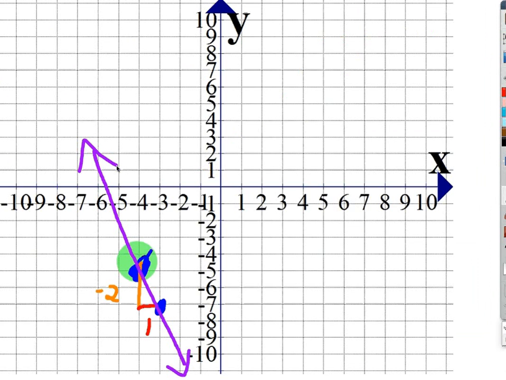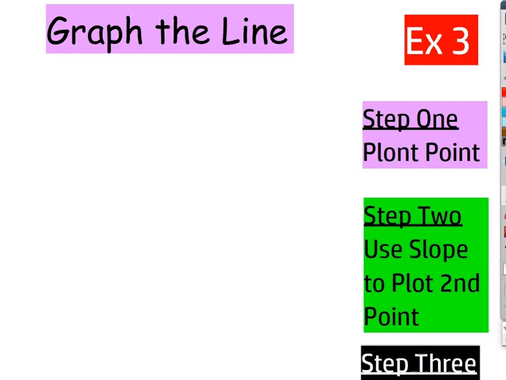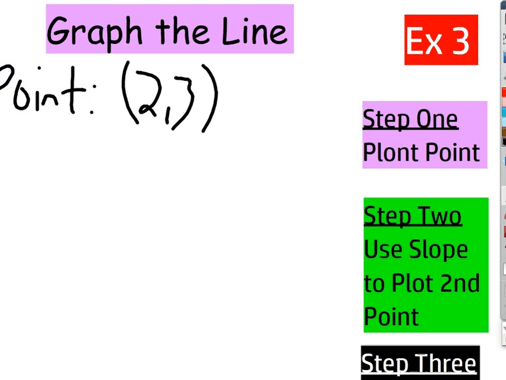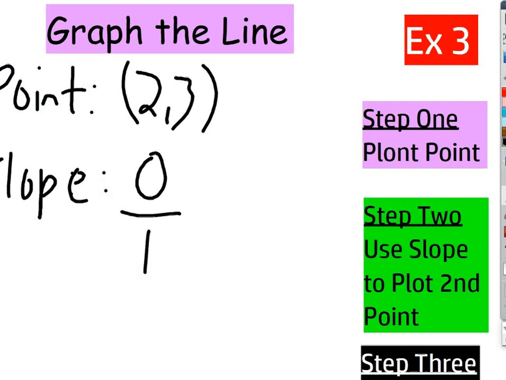Okay, third example. I want to jump back to number 3 on the worksheet because I imagine some of you might have figured it out, some of you might not have. So the point they give us is 2, 3, and the slope is 0. Okay, so how do you write 0 as a fraction? 0/1. Good. Because it's still 0, okay? If you take 0 and divide by anything, it's still just 0.